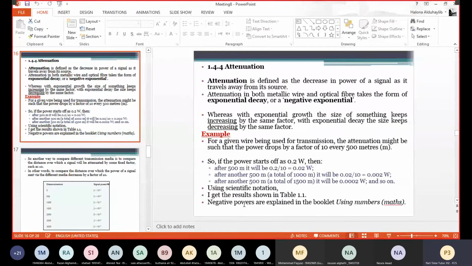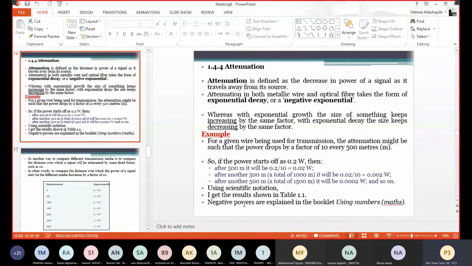Whereas with exponential growth, the size of something keeps increasing by the same factor, with exponential decay, the size keeps decreasing by the same factor. So we can imagine the exponential growth with plus, the positive sign, whereas the attenuation has a negative exponential value. So exponential decay, the size keeps decreasing by the same factor, all with power of 10. We have here some example.